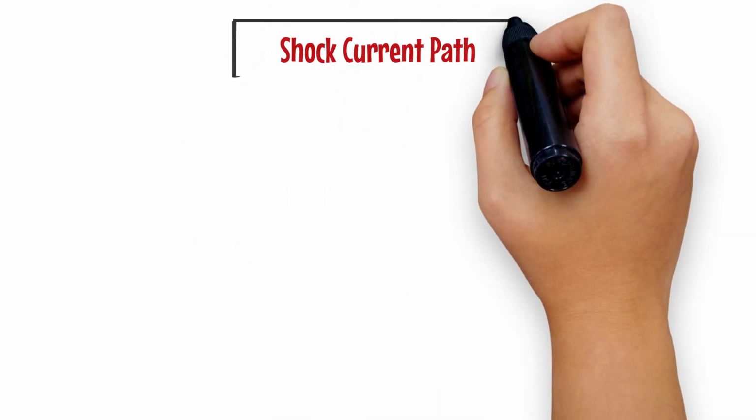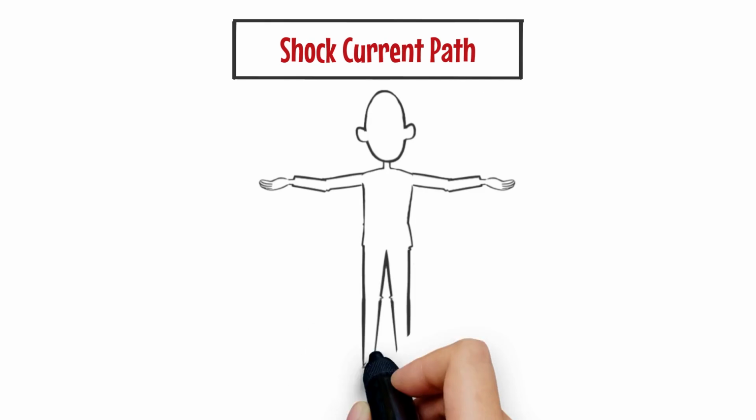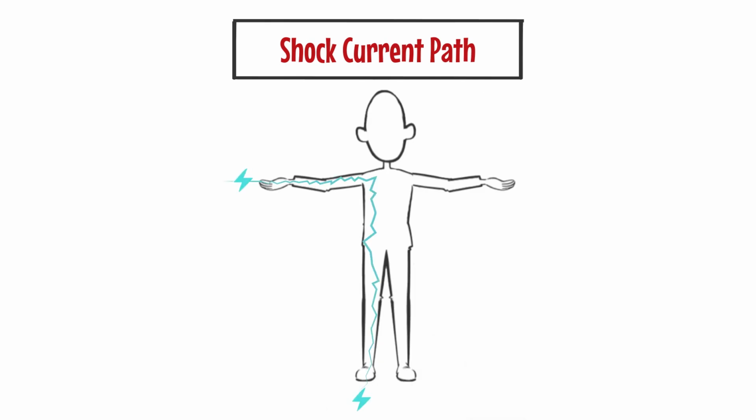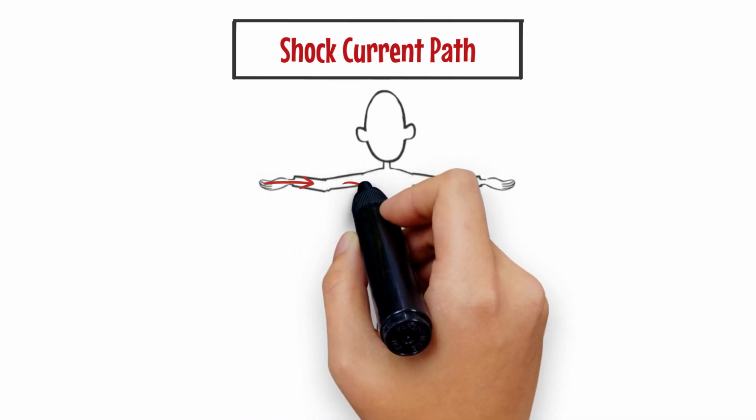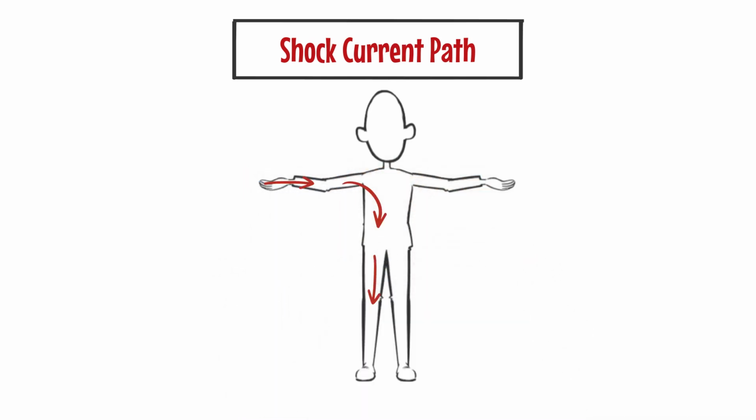You might have heard the saying, "Electricity takes the path of least resistance." In reality, electricity takes all available paths, but more current flows through the path of least resistance. The path the current takes through your body greatly affects the injury. For instance, if the current passes through the heart, it can cause severe damage, including cardiac arrest.